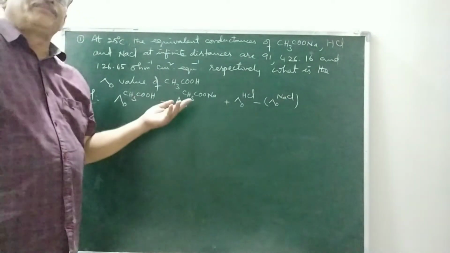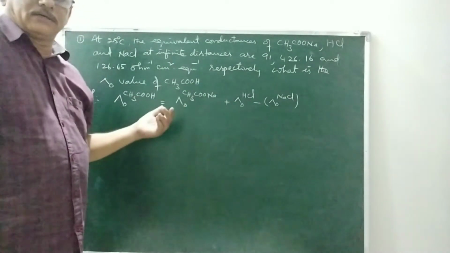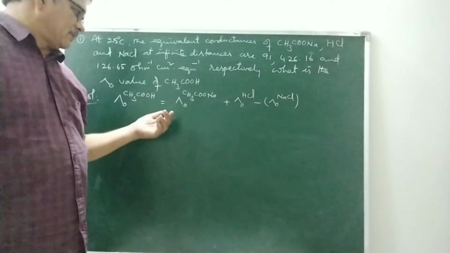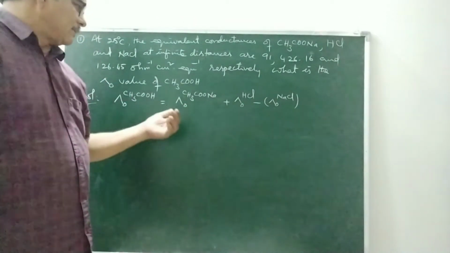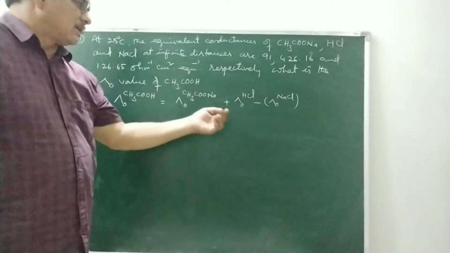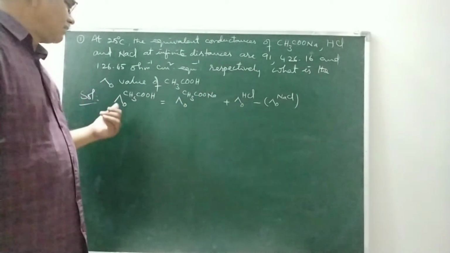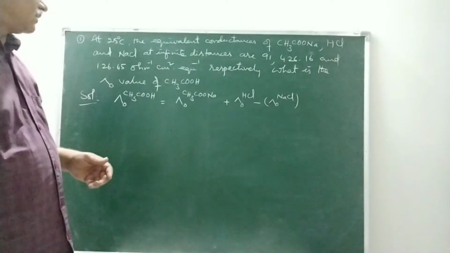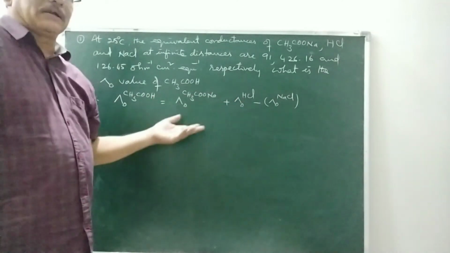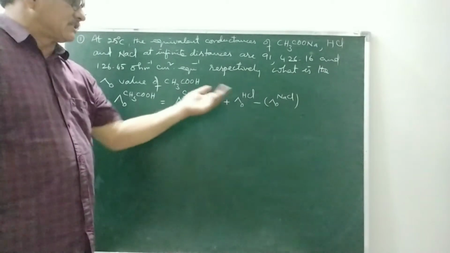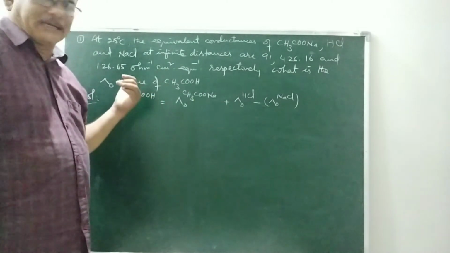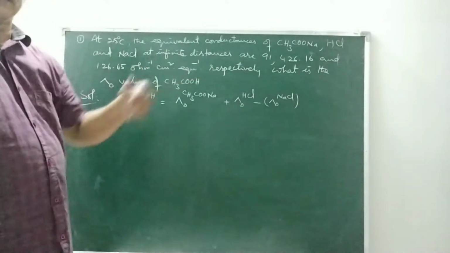If we apply Kohlrausch law, finally we get lambda naught CH3COO minus and lambda naught H plus, which is equal to lambda naught CH3COOH. These are strong electrolytes, so the lambda naught values for these substances can be determined by extrapolation technique. Of course, they are given.